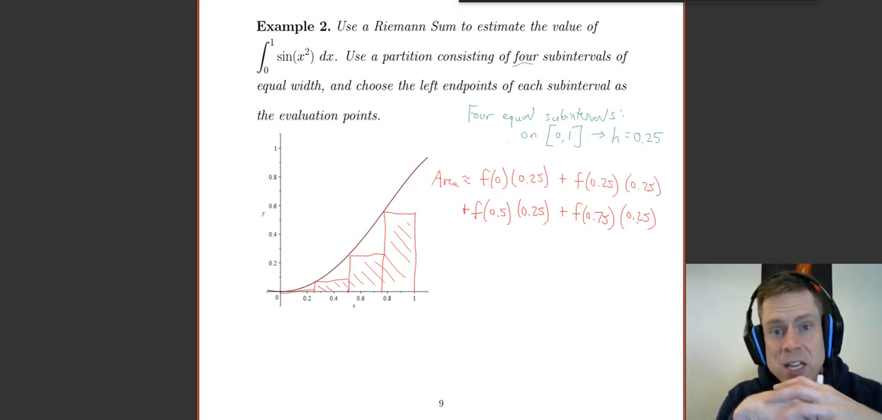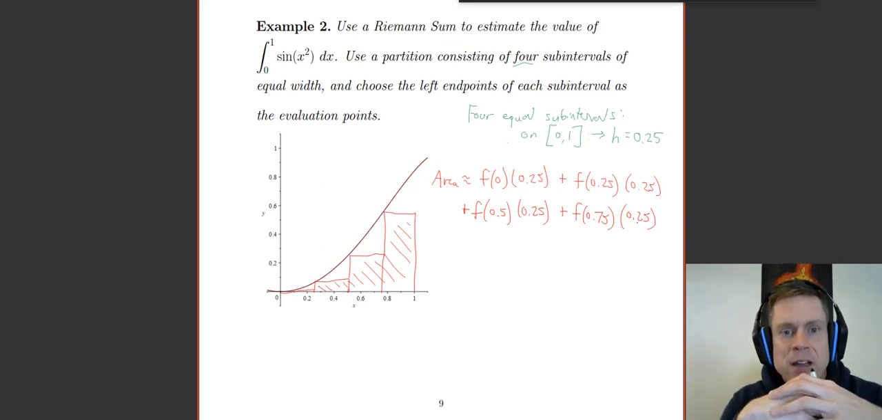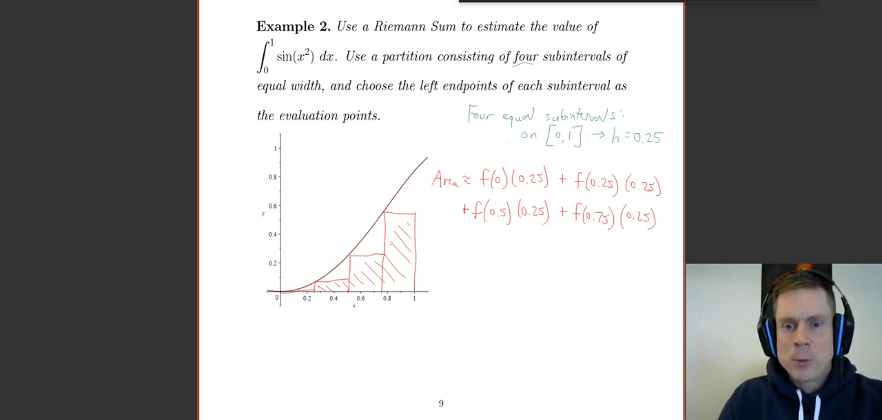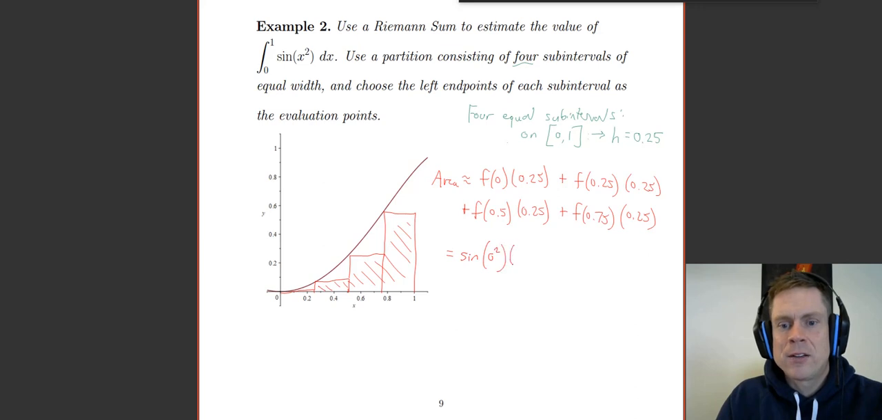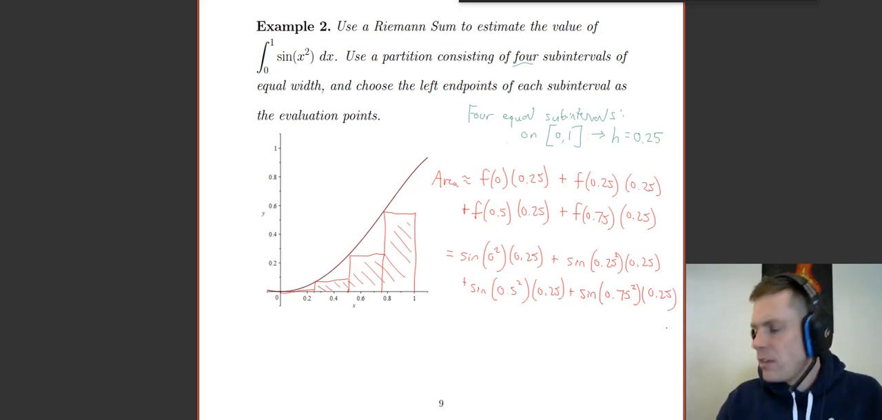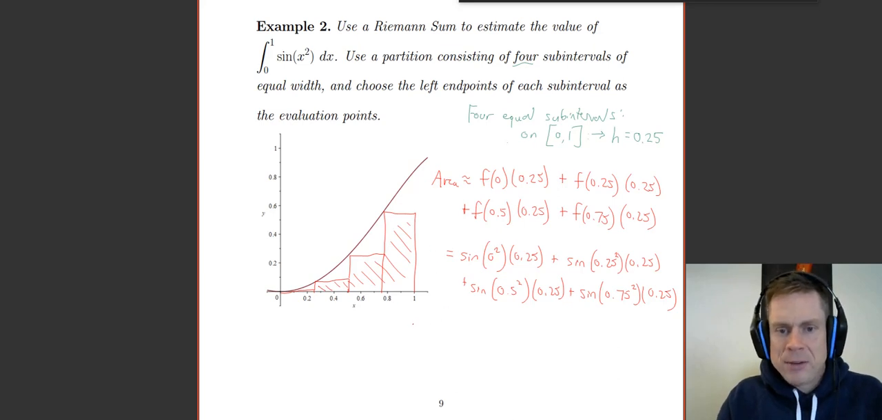And if you see what the function is, which is just sine of x squared, you can actually evaluate that, right? I can plug in f of 0. I'm going to get here f of 0, f of 0.25, f of 0.5, and f of 0.75. I'm going to get here the sine of 0 squared times 0.25 plus the sine of 0.25 squared times the 0.25. And so on across all of those rectangles. I could have been smarter and actually factored out that 0.25 first, which I can always do if the subintervals are the same in width, but I didn't.